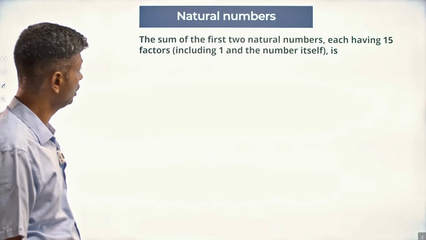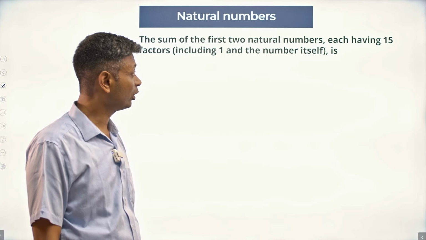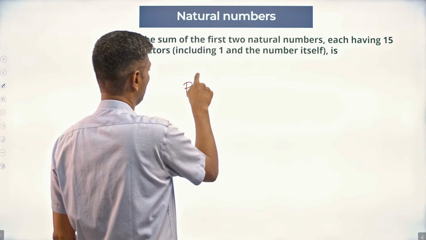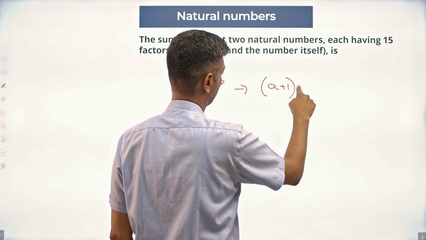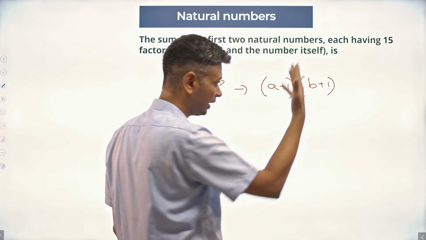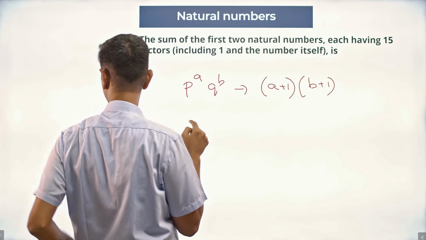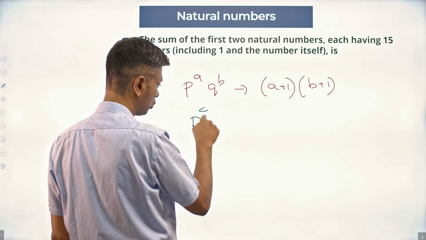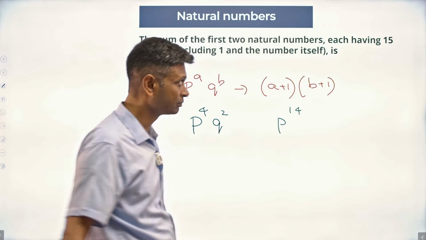Doable question. Now, sum of the first two natural numbers, each having 15 factors, including 1 and the number itself. 15 factors: the number of the form p power a into q power b has (a plus 1) into (b plus 1) factors. 15 can be written as 3 into 5 or just 15 alone. So we're looking for a number of the form p power 4 into q square, or a number of the form p power 14.